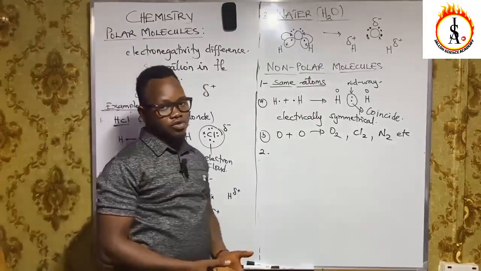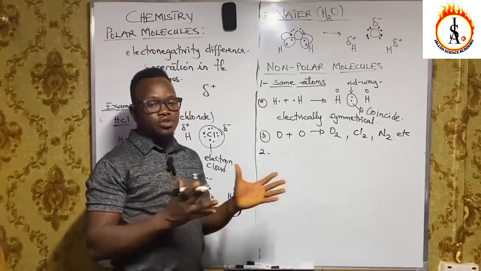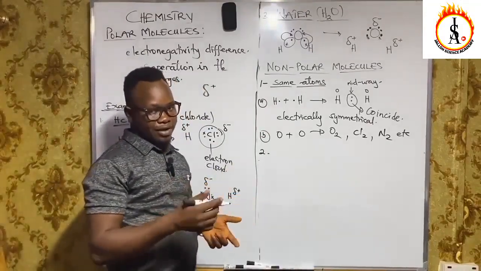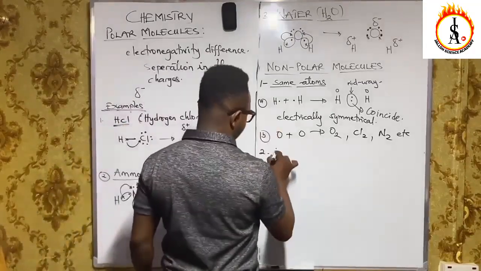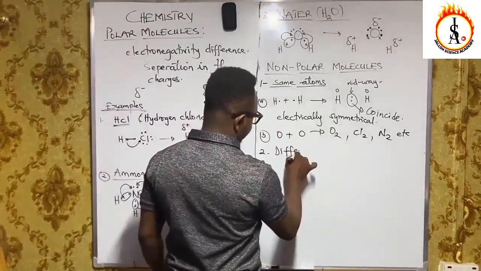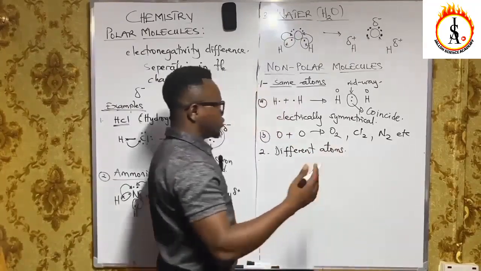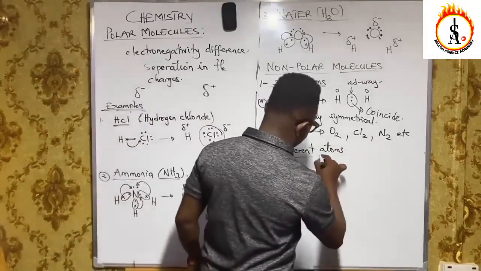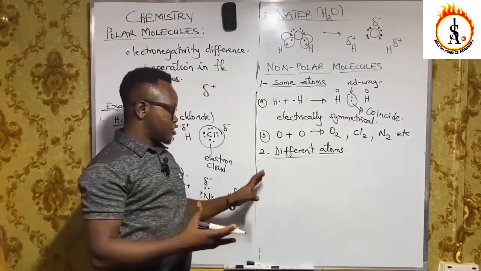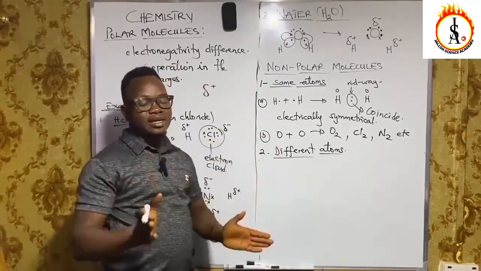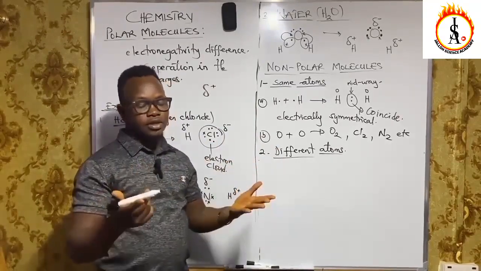The second example is a situation wherein you have a covalent bond formed between two different atoms whose electronegativity difference is so small. So this is a situation of different atoms. Now, between different atoms, when their electronegativity difference is so small, that brings about what? The charges being cancelled out. If you have them in the form of vectors, they'll be cancelled out.